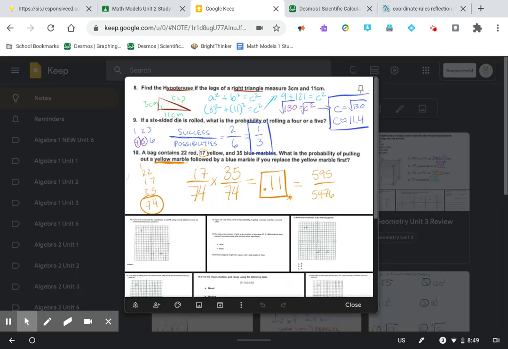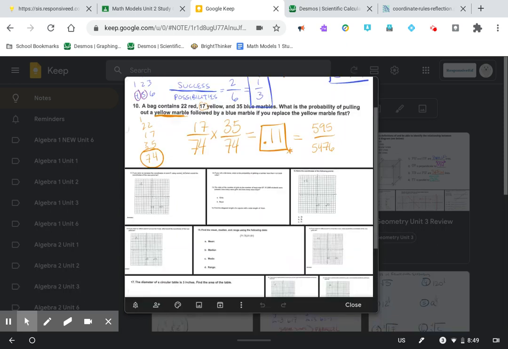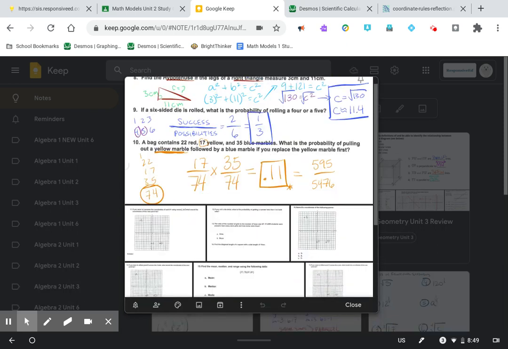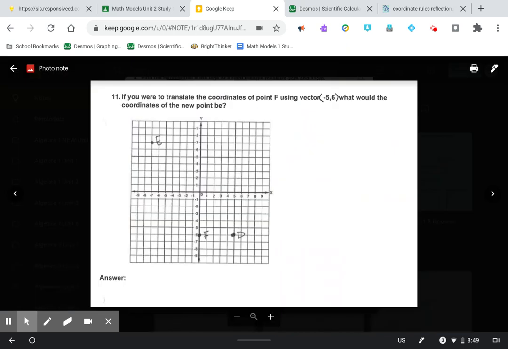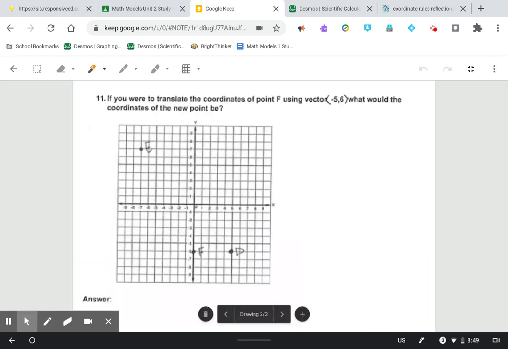Let's jump to some more problems. I'm going to run through all of the graphing problems and then come back and do some of the other ones. So let's jump into each of these. It says here, if you were to translate the coordinates of F using the vector -5, 6, what would the coordinates of the new points be?